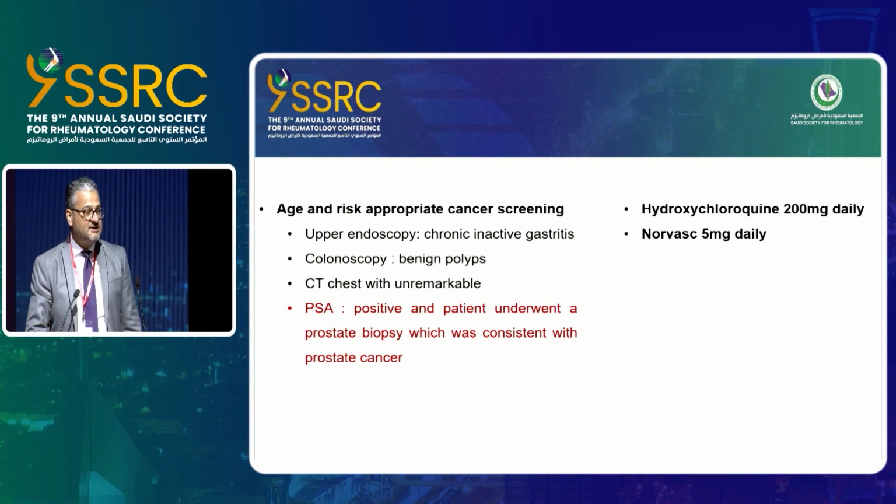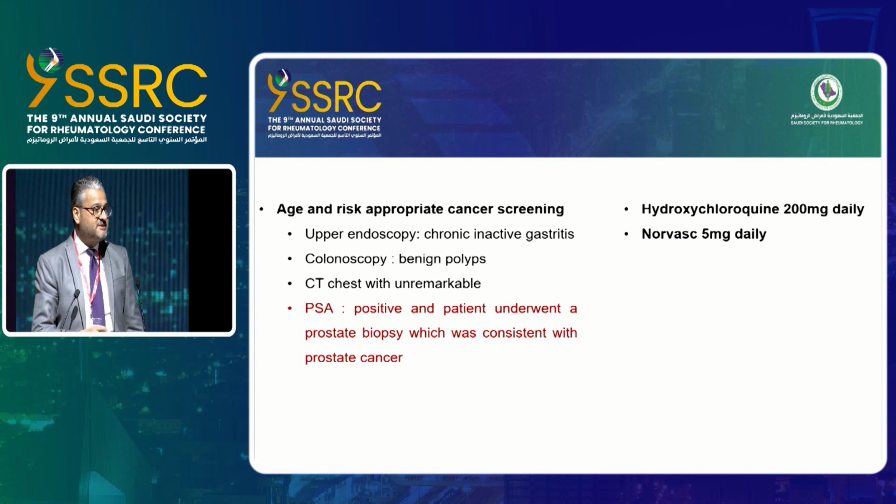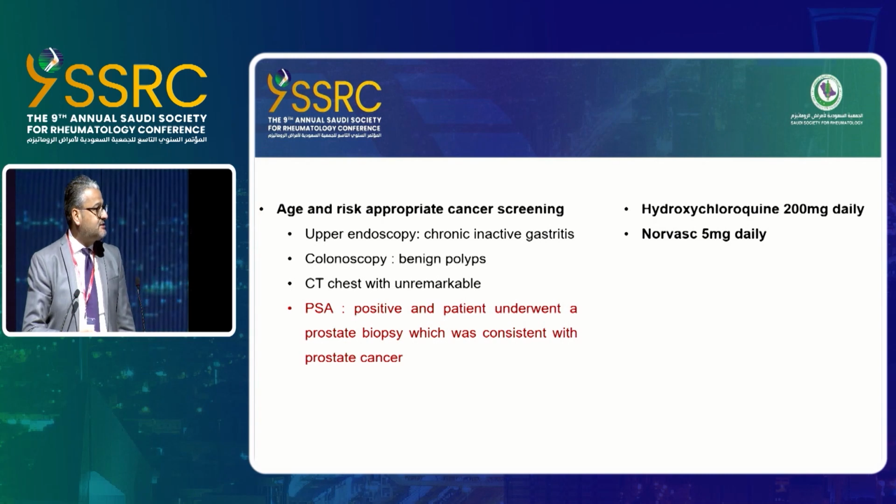We did an upper endoscopy, which showed some chronic inactive gastritis. We did a colonoscopy, benign polyps. We did a CT chest abdomen pelvis, and we did a PSA, which was abnormal. He was referred to urology, and he underwent a biopsy which showed prostate cancer, and he underwent total prostatectomy. I'm still following him up. I put him on hydroxychloroquine, and he's on Norvasc.